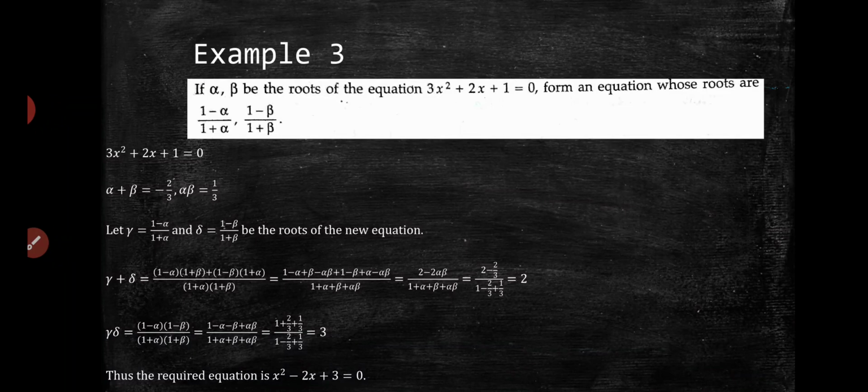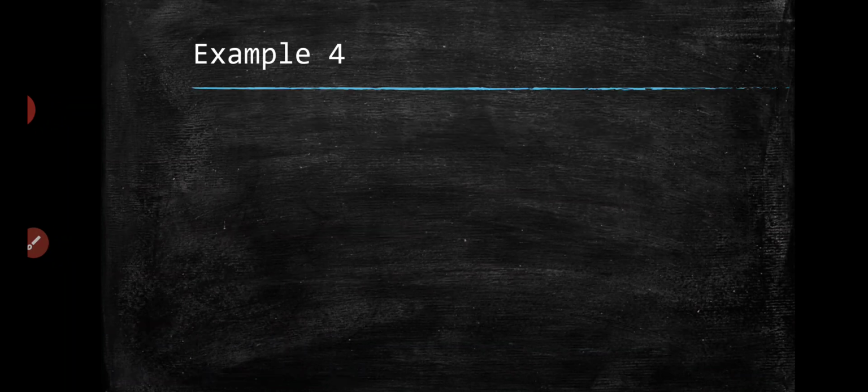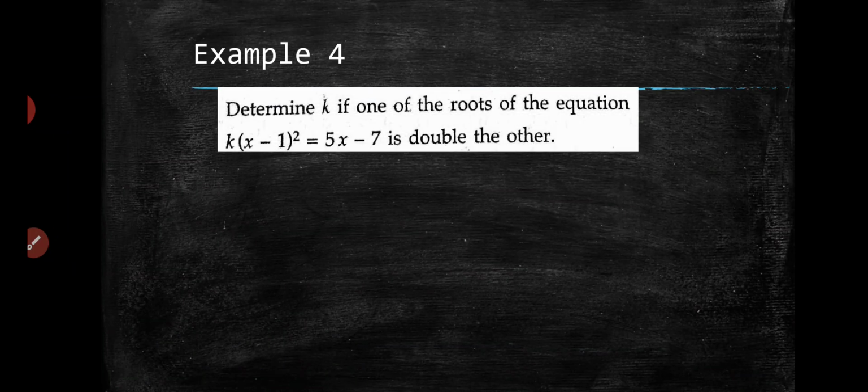Just give it a look, give it a try. I'm sure you will be able to do it. Number 4. Determine k if one of the roots of the equation k x minus 1 whole square is equals to 5x minus 7 is double the other.